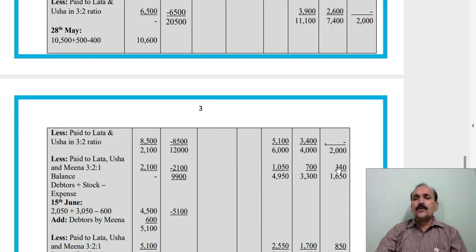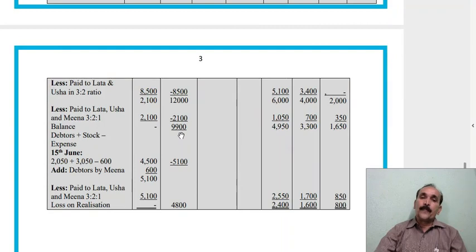2,100 is divided among 3 partners: Lata 1,050, Usha 700 and Meena 350, as per the profit sharing ratio 3:2:1. After the payment, balance due is 9,900 total. For Lata 4,950, Usha 3,300 and Meena 1,650. Next realization 15th June. Debtors, stock, some expenses made.